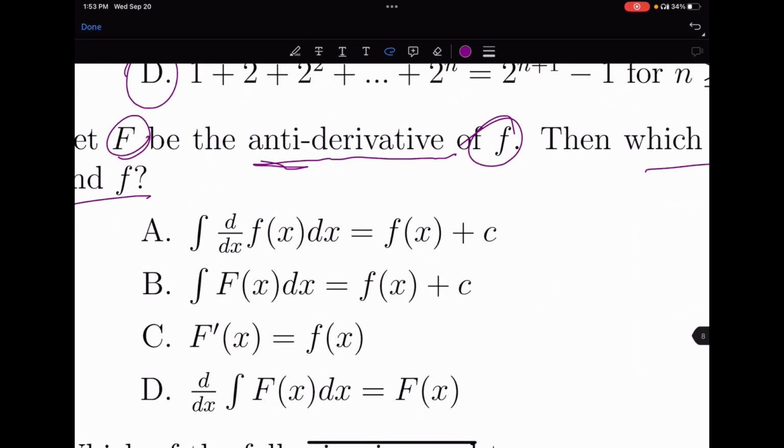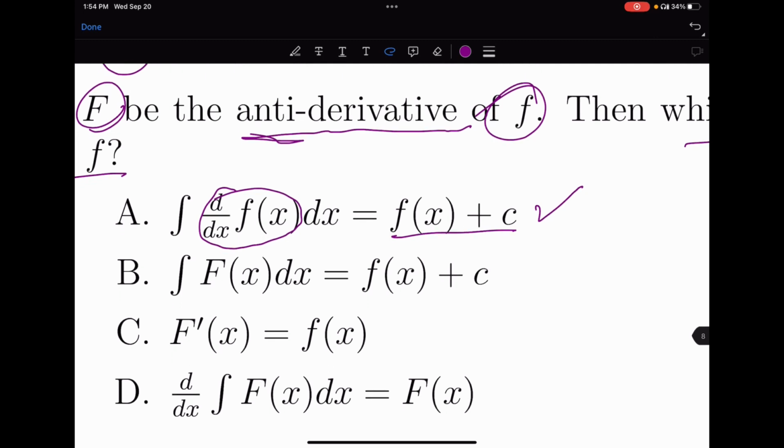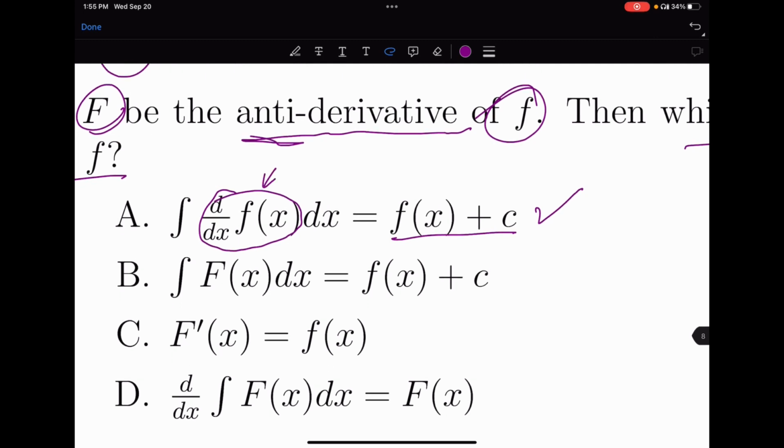Okay, now derivating f of x, small f of x, and then integrating it will give us f of x plus c. This is correct. Okay, because integration differentiation are inverse operations. Then b ደግሞ the integral of capital F of x dx is equals to little f of x plus c. This is wrong, right? This is wrong.